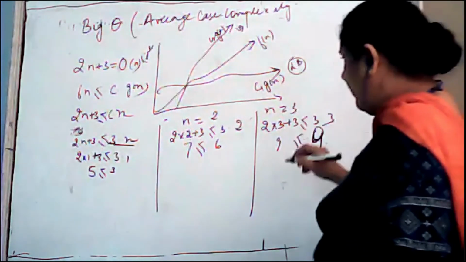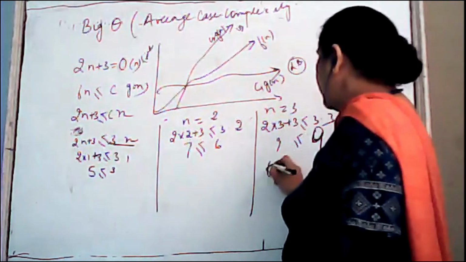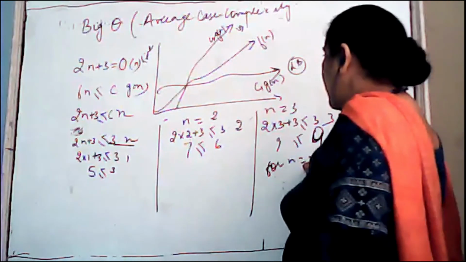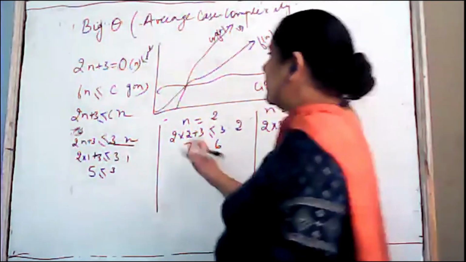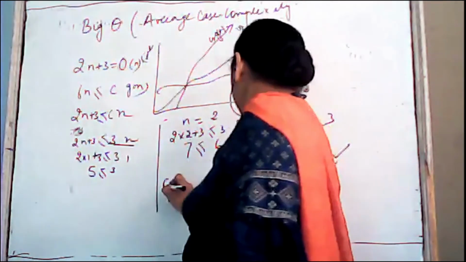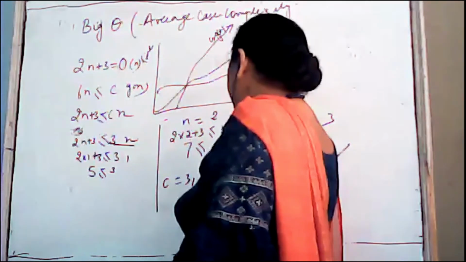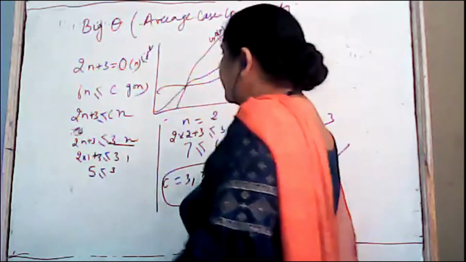So that means for n is equal to 3 and C is equal to 3, this relation is going to hold. So this would be big O of n for C is equal to 3 and n is equal to 3. This is how you will do it.